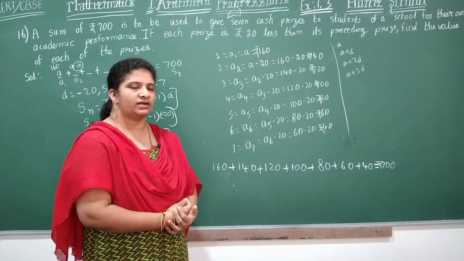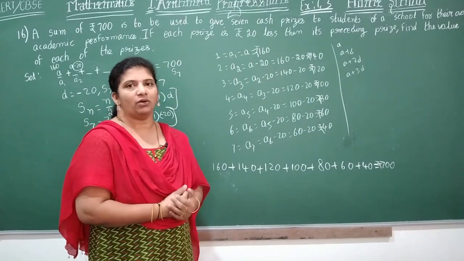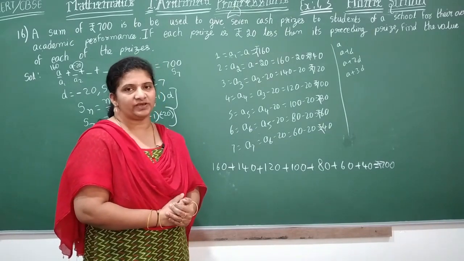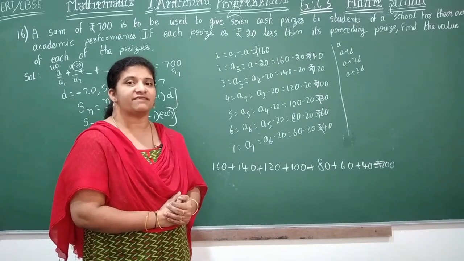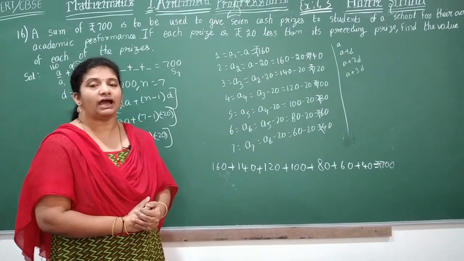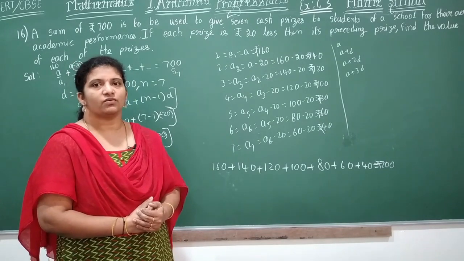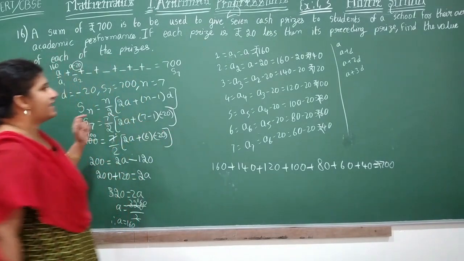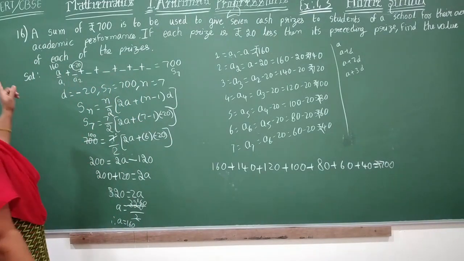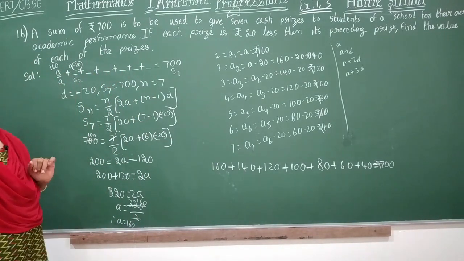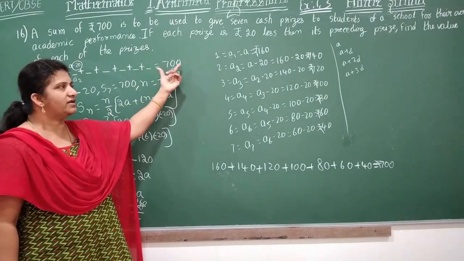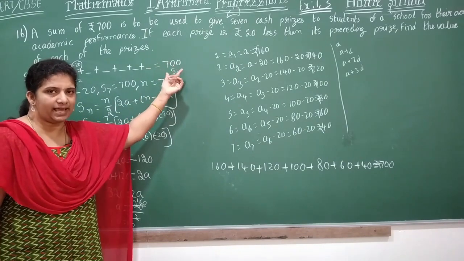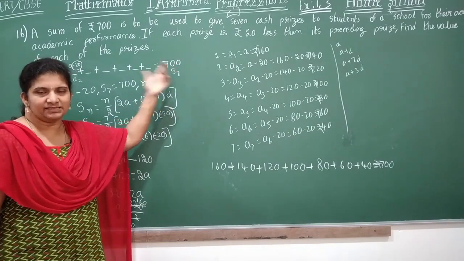What is this, children? Here there is some amount. What is the amount here? 700 rupees. 700 rupees is to be given to 7 children for their academic performance. So what is the total amount here? 700 rupees. Okay, 700 rupees to be distributed for 7 prizes. So what is the 700 here? It is the sum of 7 prizes, S7.